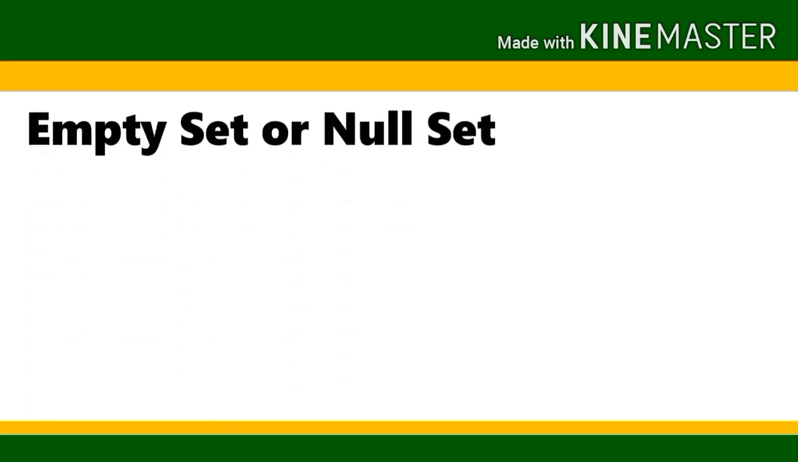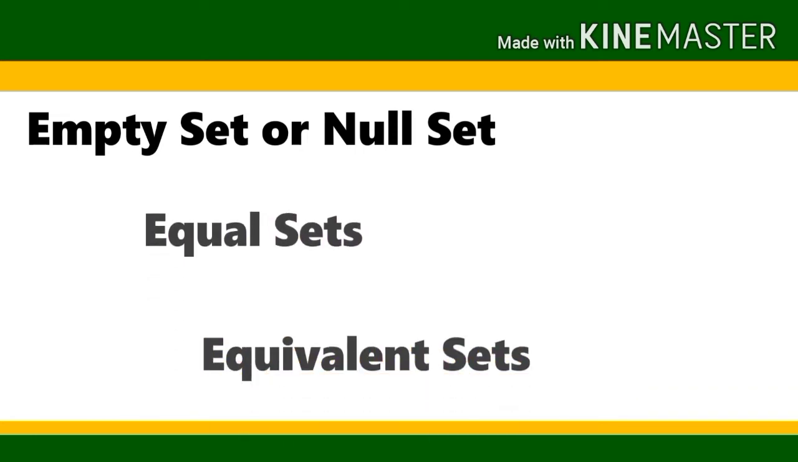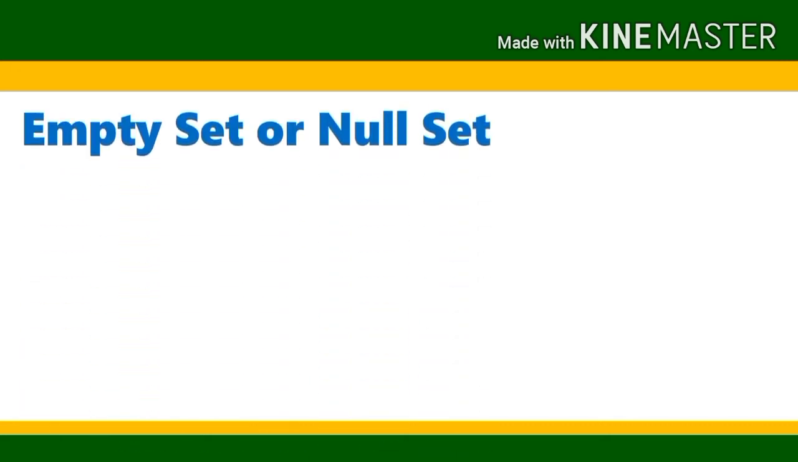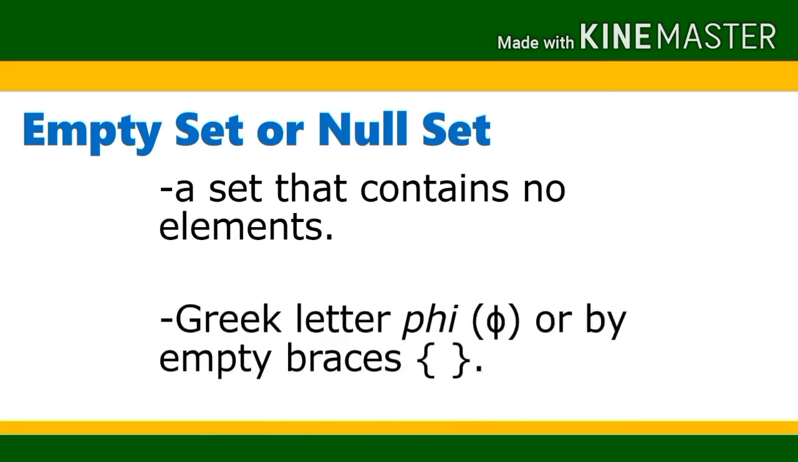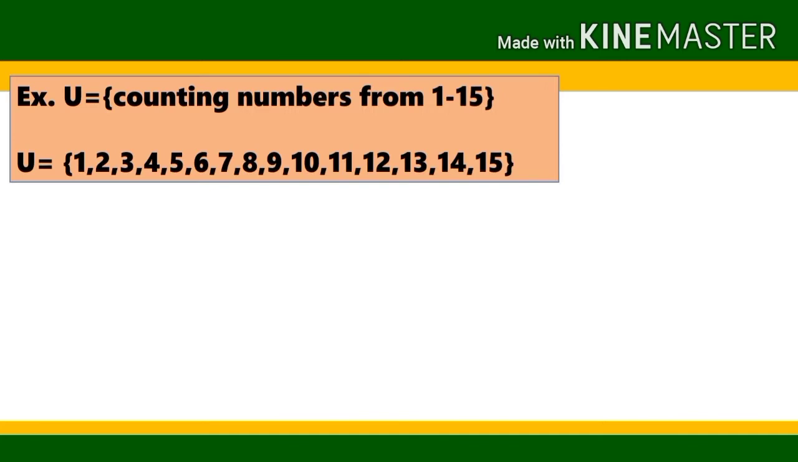This time, we're going to differentiate empty set or null set, equal sets, and equivalent sets. First one is the empty set or null set. When we say empty set or null set, it is a set that contains no elements, and it is denoted by the Greek letter phi or by empty braces. So let's have an example.